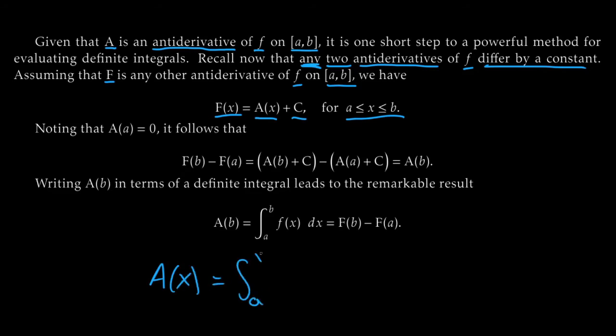So, since A of x, just really quickly to recall, A of x is equal to the definite integral from a to x of f of t dt, then A of a is equal to 0. That is, this part right here, this is just saying that the definite integral from a to a of f of t dt is 0.